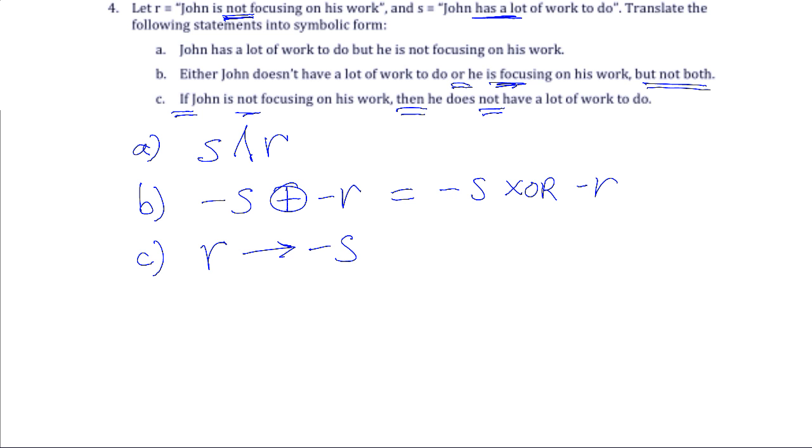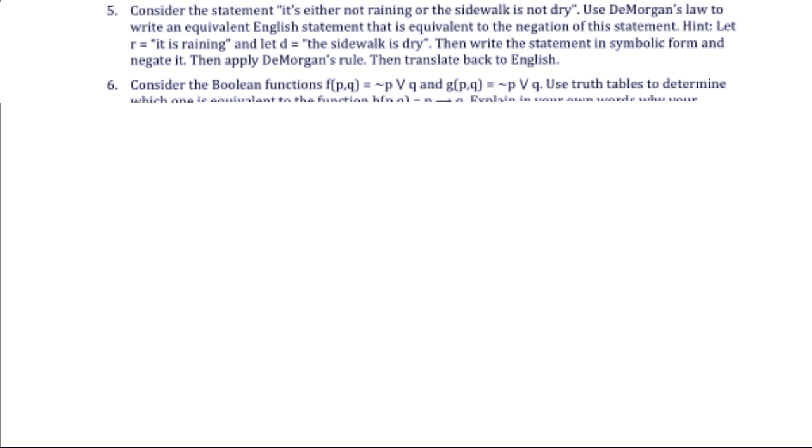Okay, I can fit one more on this video, and I have problem 5 here. Problem 6 is showing up for some reason, and consider the statement, it's either not raining or the sidewalk is not dry. Use De Morgan's law to write an equivalent English statement that is equivalent to the negation of this statement. Hint, let R be the proposition that it is raining, and let D be the sidewalk is dry.